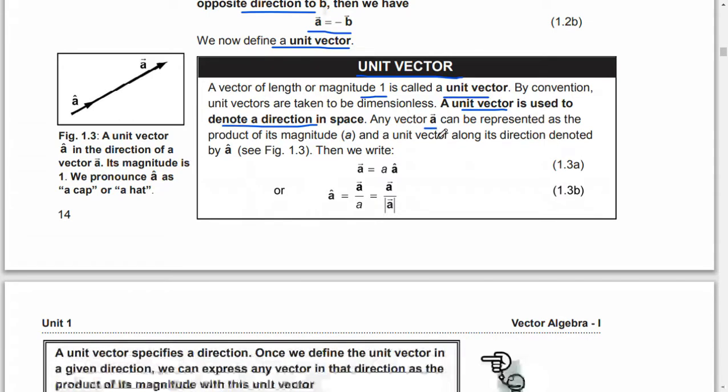A vector can be represented as the product of its magnitude A and a unit vector along its direction, denoted by A cap. Then we write A vector equals A times A cap, or A cap equals A vector divided by A, which is the magnitude of A vector. A unit vector A cap in the direction of vector A has magnitude 1. We pronounce A cap as A cap or A hat.